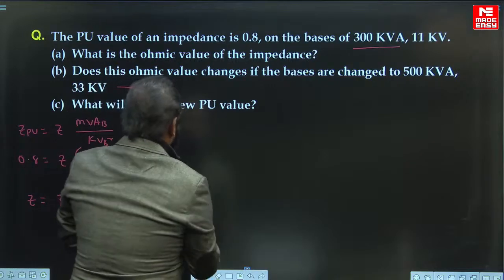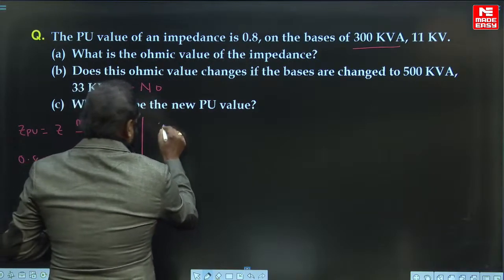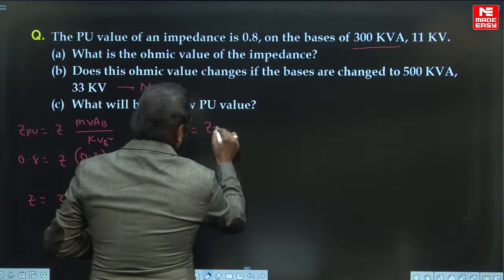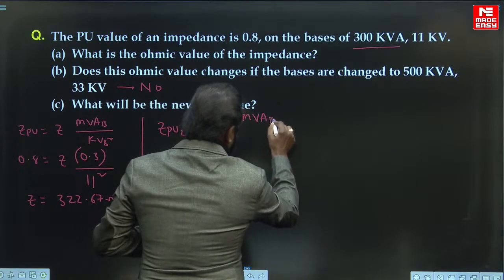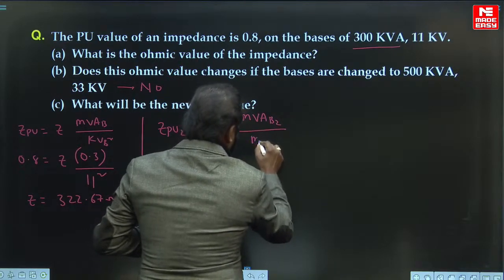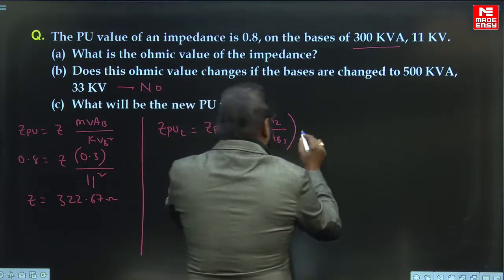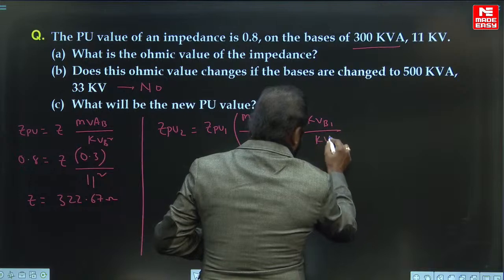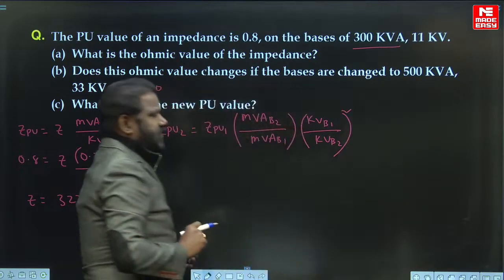And what will be the new per unit value? You have another mathematical formula: ZPU2 equals ZPU1 into MVA B2 divided by MVA B1 into kV B1 divided by kV B2, whole square. This is the translation formula that you can have.